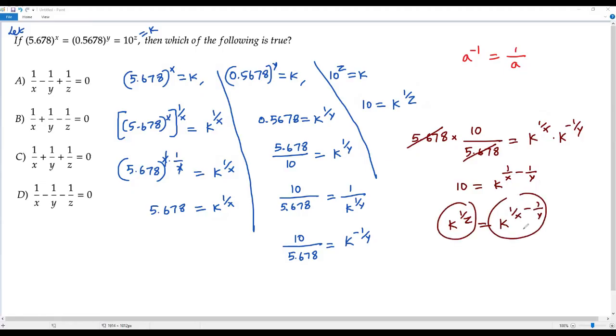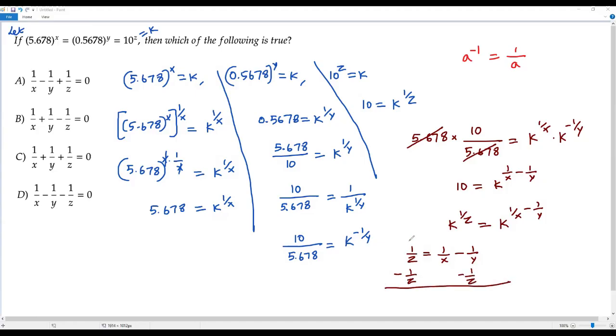Now two powers are equal with the same base k. Whenever two powers are equal with the same base, we can equate the exponents. When I equate the exponents, I am getting 1 over z equals 1 over x minus 1 over y. Now let me subtract 1 over z from both sides of the equation. When I do so, the positive value and negative value cancel out. I am getting 0 on the left side. On the right side, we have 1 over x minus 1 over y minus 1 over z. Okay, here I got the result, that is 1 over x minus 1 over y minus 1 over z is equal to 0. I find this result in answer choice D.